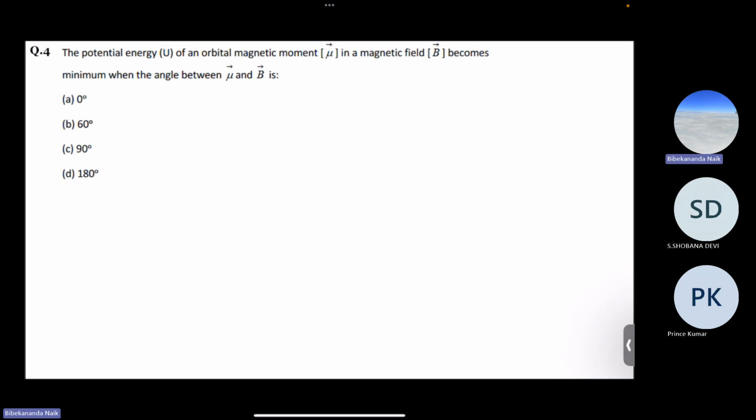The question says the potential energy of an orbital magnetic moment in a magnetic field B vector becomes minimum when the angle between mu vector and B vector is, options are option A 0 degree, option B 60 degree, option C 90 degree, and option D 180 degree. So can anyone tell me what will be the correct option?